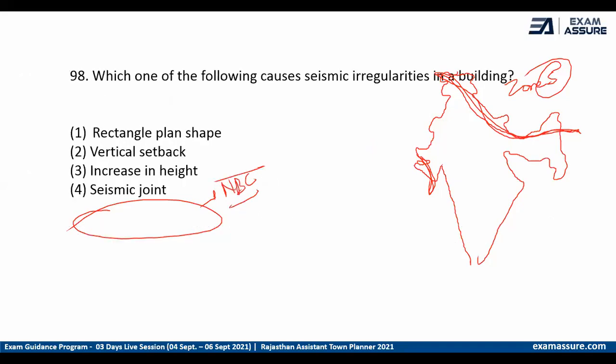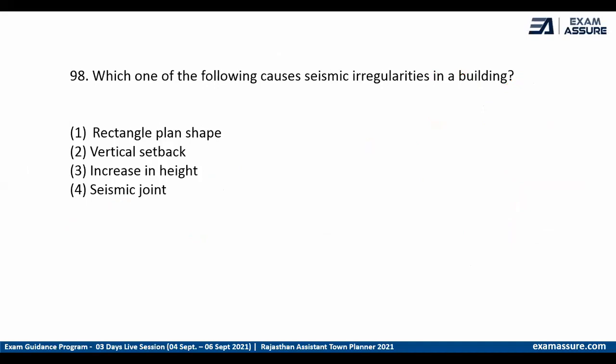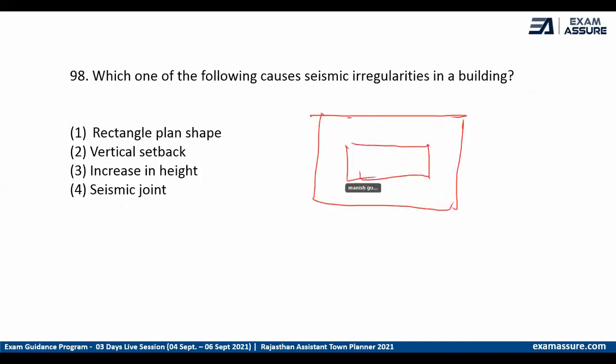Now let's go to the next question. Which one of the following causes seismic irregularities in a building? A rectangular plan, even with a central courtyard, is the most stable plan. They're talking about the seismic irregularities. An increase in height has no impact on it, because you have seen a lot of skyscrapers which have been designed with seismic planning. What is vertical setback?